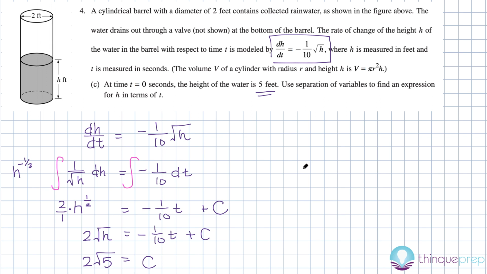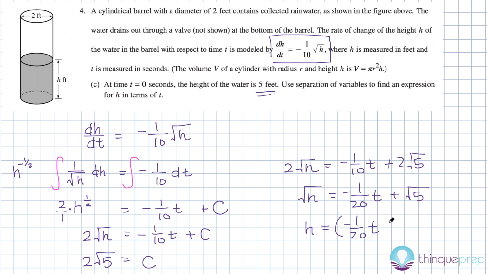And then now I can just write out my final equation. It's 2 root h is equal to negative 1/10 t plus 2 root 5. Let's divide everything by 2. Root h is equal to negative 1 over 20 t plus root 5. And then we can go ahead and square both sides. And that's your answer for part C.